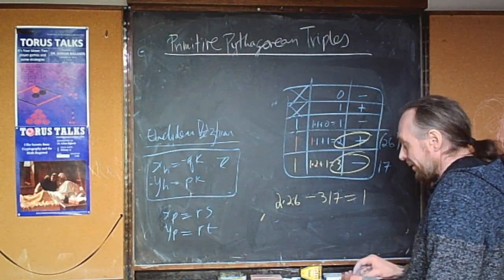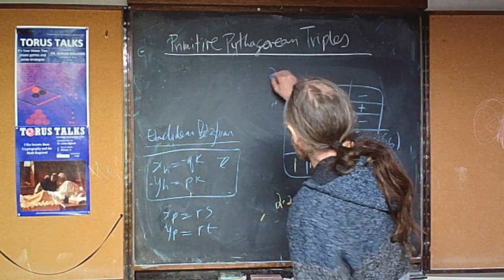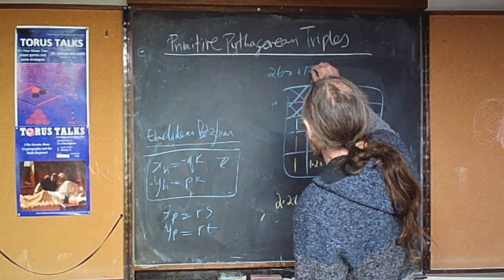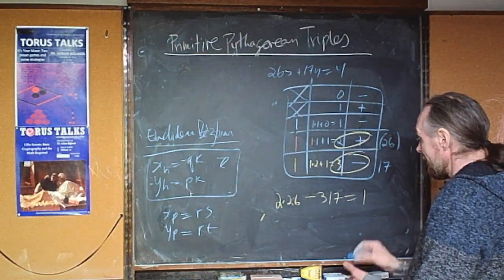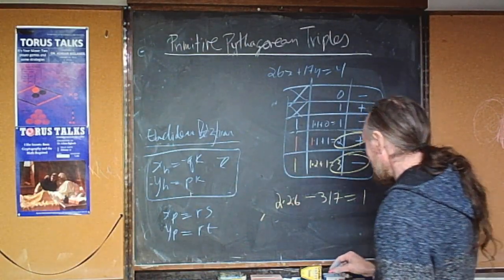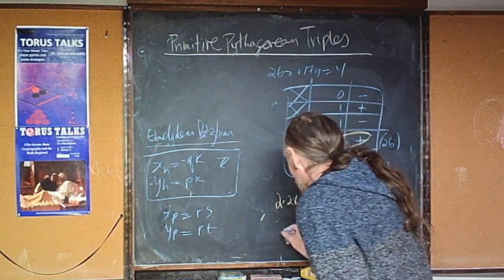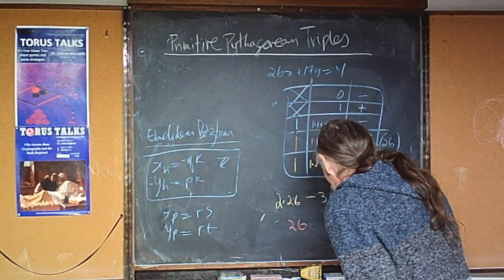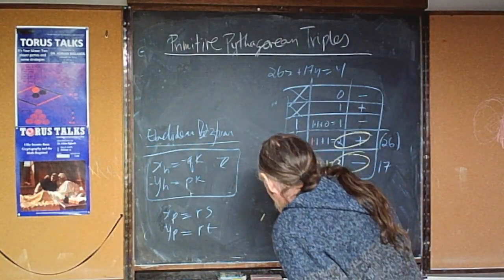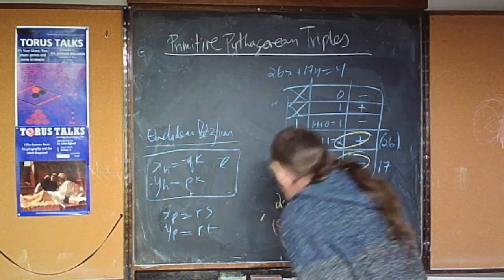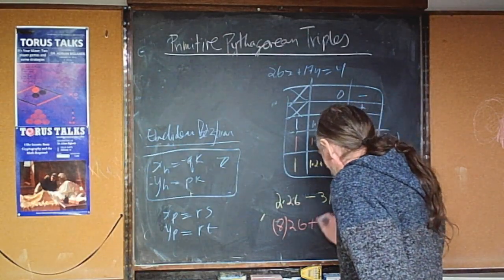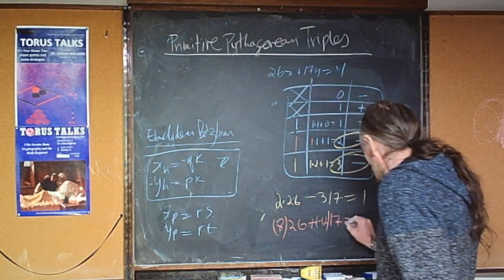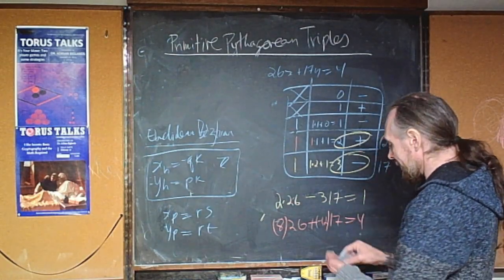And then what's a particular solution? What was my original Diophantine equation? It was 26x plus 17y equals 4. So r is 4 because I didn't have to reduce. So we multiply by 4. I want to keep the 26 and I want to keep the 17. 2 times 4 is 8. 26 times 8 plus 17 times negative 12 equals 4. So I just found a particular solution.